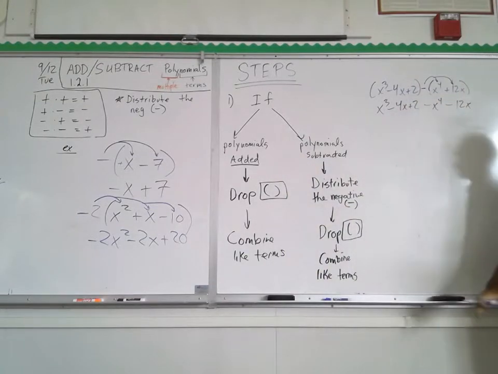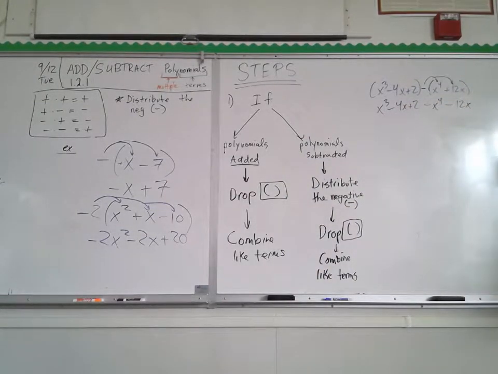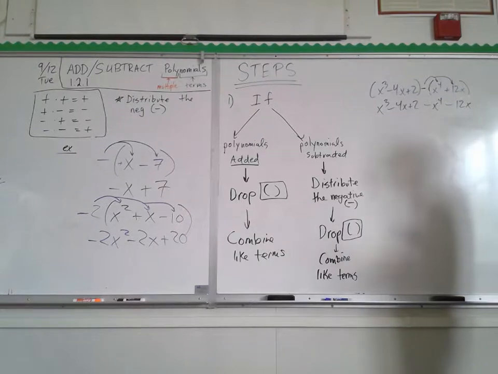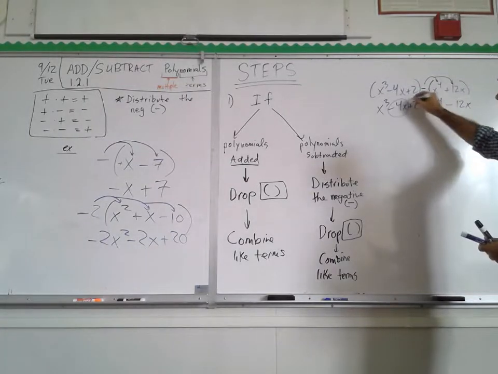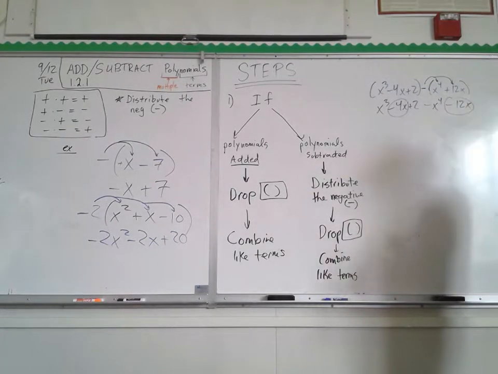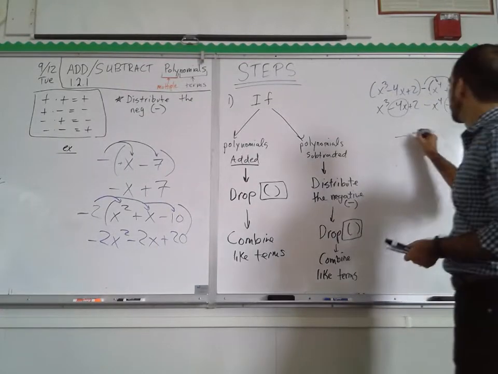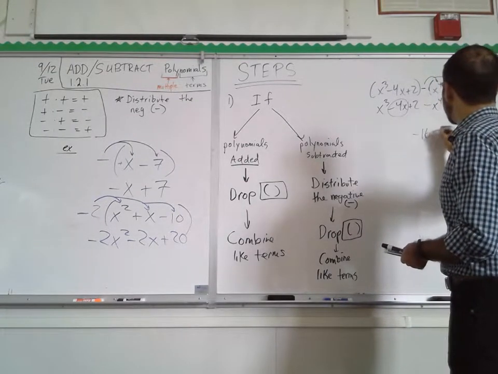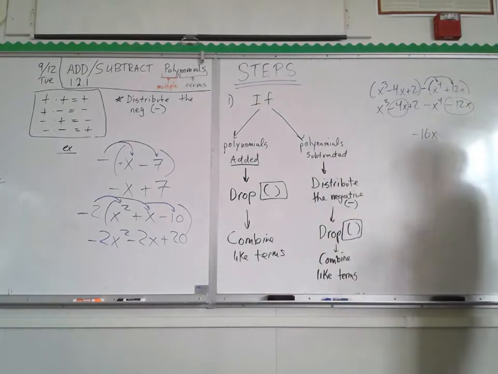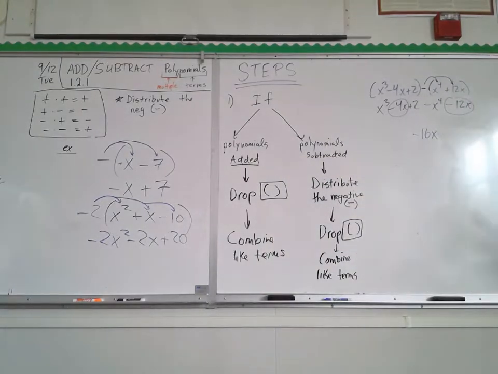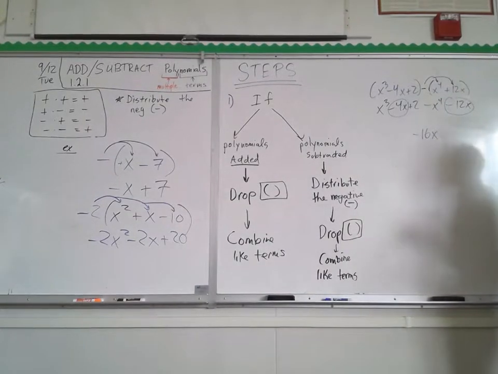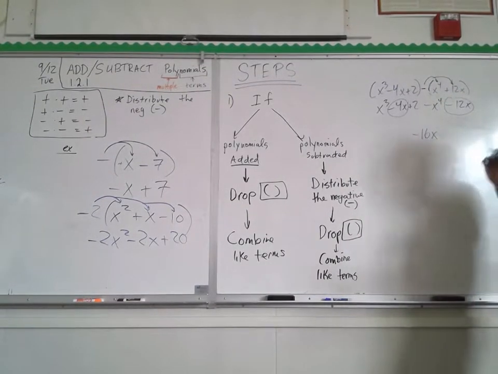of that left polynomial. And then what can we combine? What's up here that we can combine? 4x and negative 12x. Good. Negative 4x, negative 12x. We end up with negative 16x. Good. Okay. Is there anything else I can combine? No. Okay. So if I can't combine anything else, I'm going to show you the order that we're going to put this in.